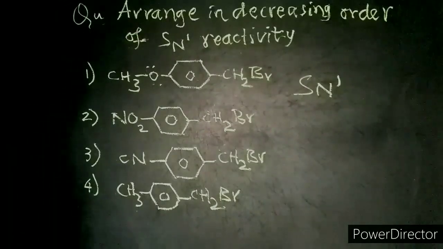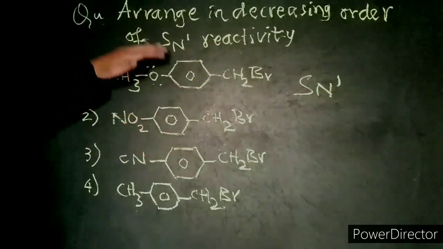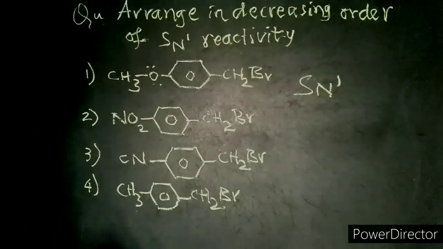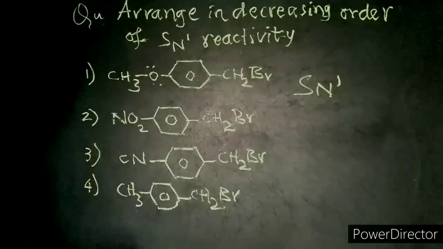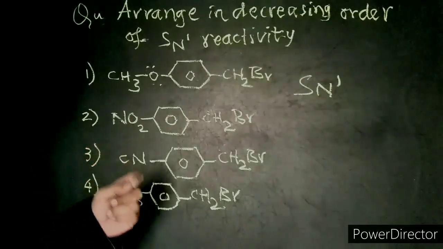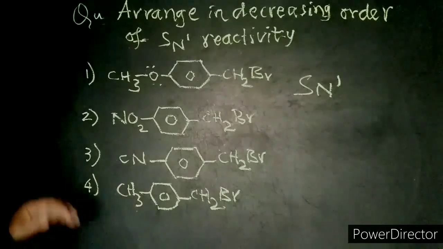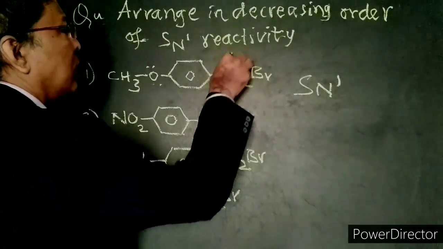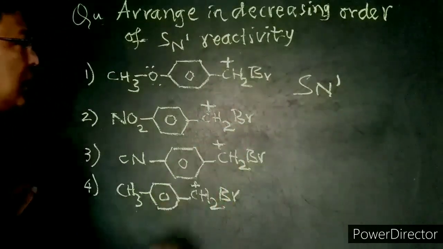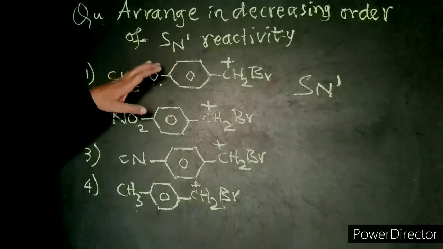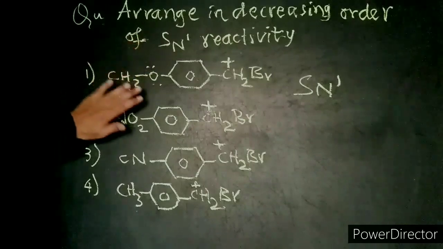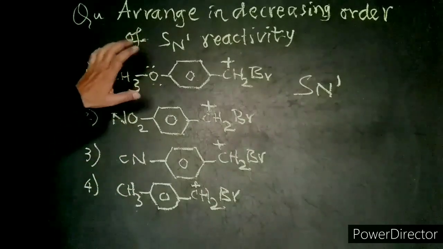Let us consider one more question. Arrange in decreasing order of SN1 reactivity in these molecules. We know that SN1 reaction takes place due to formation of carbocation, and we have to remember that the stability of carbocation increases by electron donating groups due to plus I effect. So here the carbocation is formed on this carbon atom, and this carbocation stability increases due to the presence of electron donating groups. Therefore, we have to find out which groups are electron donating groups.